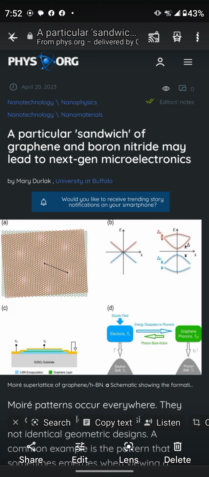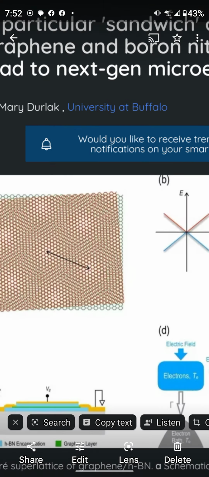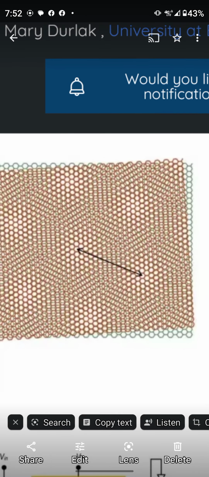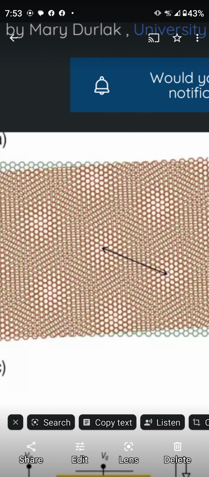Now we're talking about graphene in boron nitride. So basically, if you look at that, this is basically the states. Oh, that's very interesting.